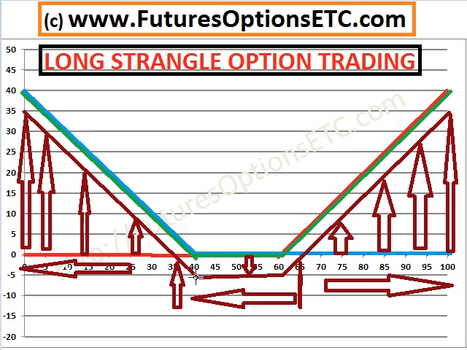Similarly, between 35 and 40, the loss will start reducing as the stock moves lower, and it will cross over and become profit when the stock goes below $35. So this is how the long strangle option trading strategy and its payoff function look like. Basically a good strategy to trade because it has good profit potential on either side.